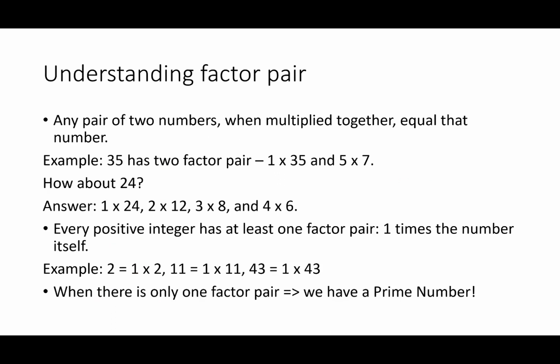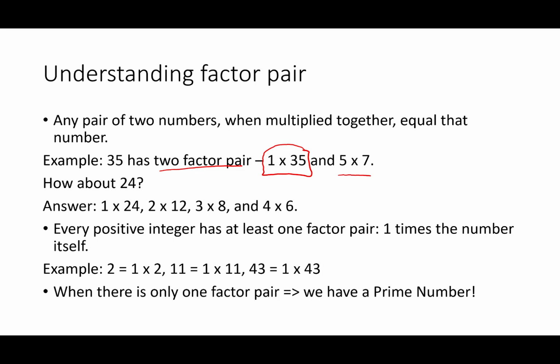So we understand factors now. Next, we look at factor pairs. Factor pairs are two numbers together. For any pair of two numbers, when multiplied together, they equal the original number. For example, given an original number of 35, this number will have two factor pairs. One is 1 multiplied by 35, and the other is 5 multiplied by 7.